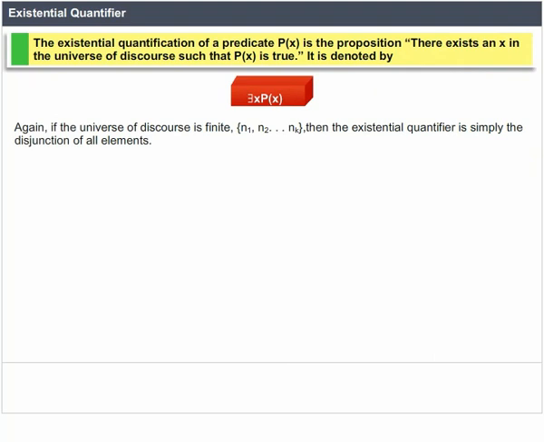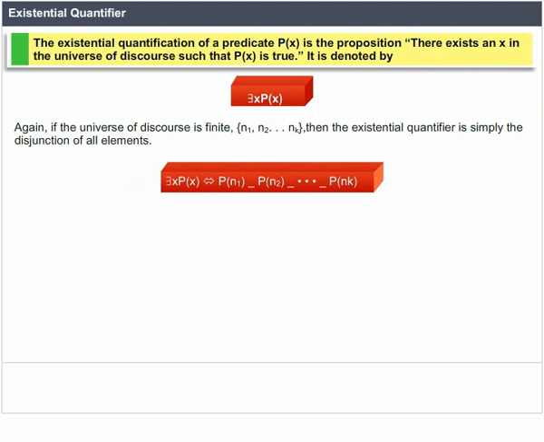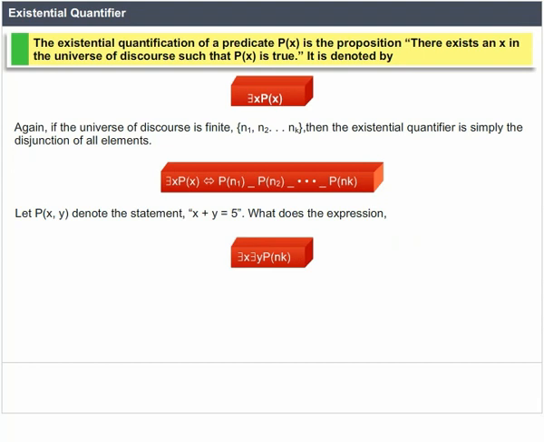There exists x, P of x if and only if P of n1 or P of n2, etc., or P of nk. Let P of x comma y denote the statement x plus y equals 5. What is the expression there exists x, there exists y, P of x comma y mean? What universe of discourse makes it true?